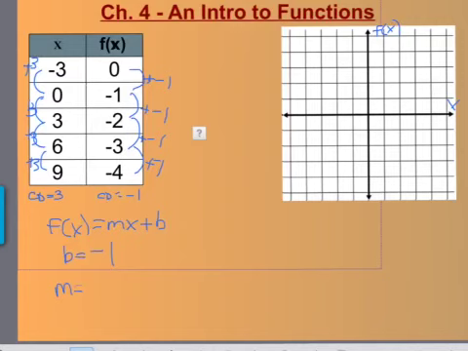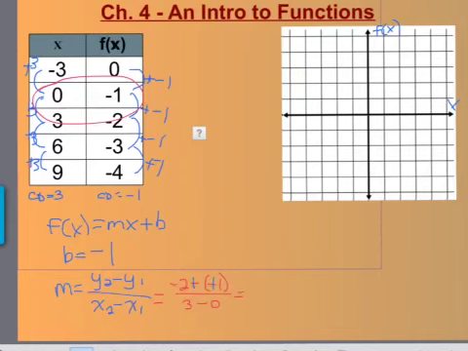Now to find the slope, we use our formula, and we're going to pick any 2 points. So let's say some easier ones. 0, -1 will be my x1, y1, and 3, -2 will be my x2, y2. So y2 minus y1 over x2 minus x1. Keep, change, change. So -2 plus +1 is -1 over 3. So this is the slope. So we have f of x equals -1/3 x minus 1. It's a negative slope, so it's decreasing.